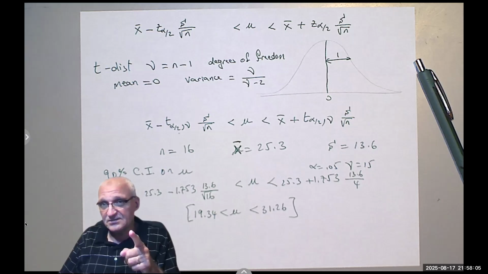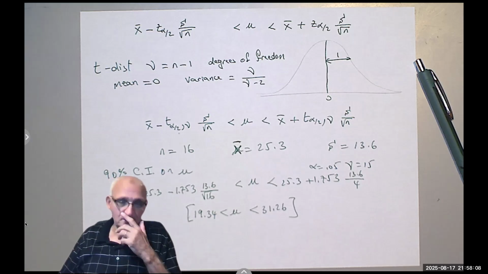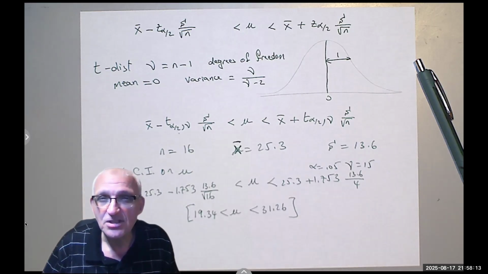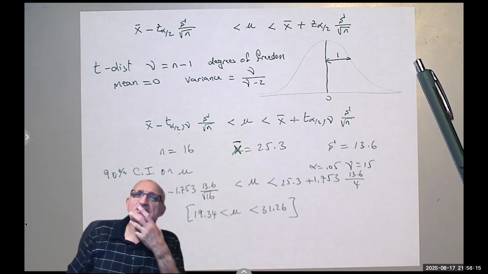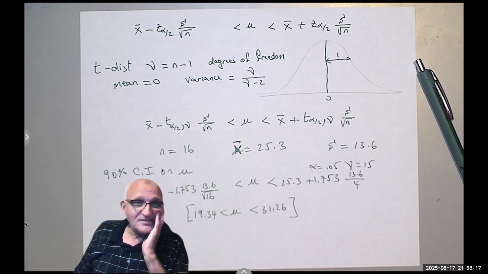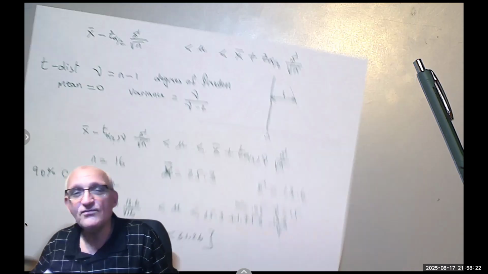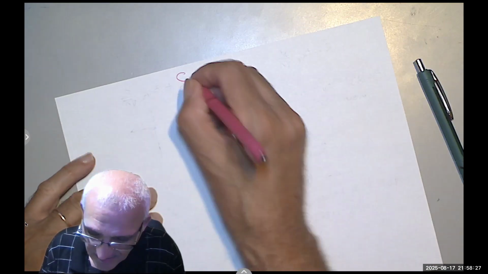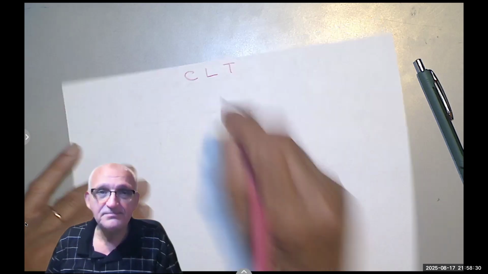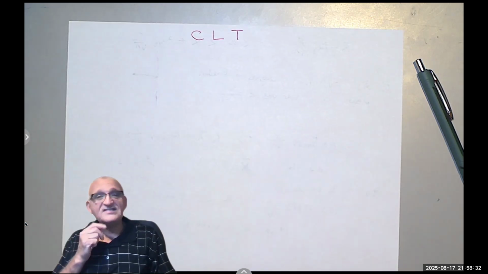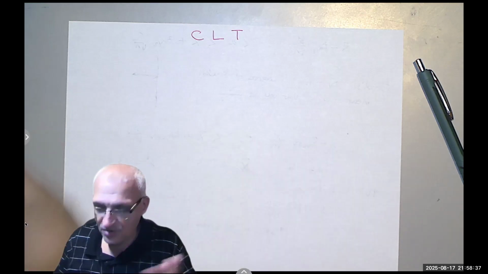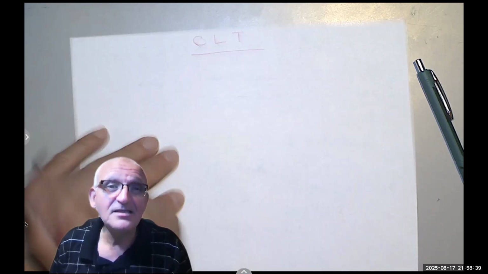The question that I want to answer now is, what if the sample size is large, but you don't know that the distribution is normal? Can you do anything? And here comes one of the most powerful theorems of probability, the central limit theorem, the CLT. L and T don't stand for lettuce and tomatoes. I know you're hungry, but no, it's central limit theorem.